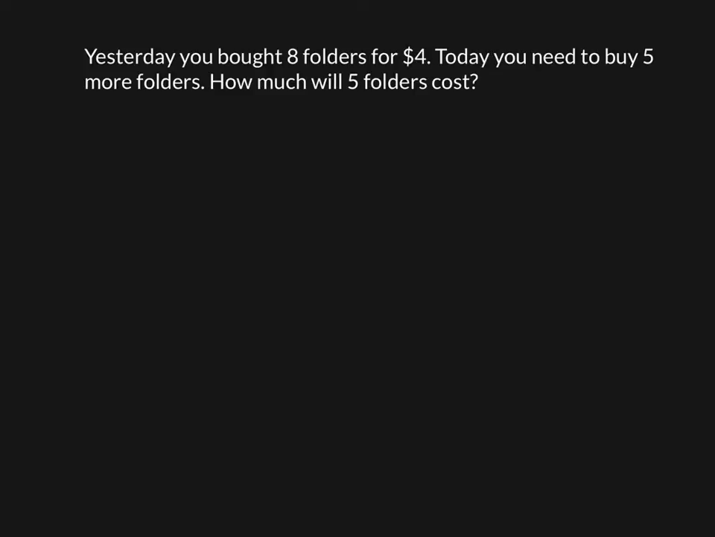This is a proportional relationship, right? If I double the number of folders, I should double the amount of money, right? If I wanted to buy 16 folders, I would need to spend $8. But here we're looking for 5 folders. So what we're going to do is I'm actually going to draw a table very similar to the one we just used. So I have two different things I'm looking for. I'm looking for folders and dollars. So I'm going to write an F up here for folders. I'm going to write a $ sign down here for the cost.